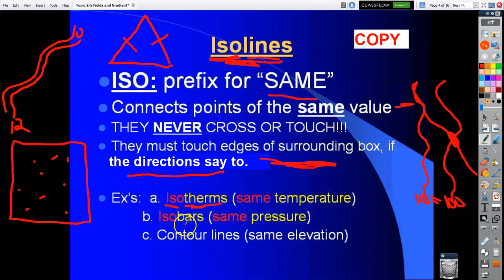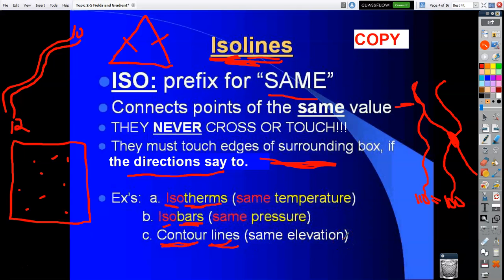Isotherms. Isobars, right? The instrument that measures air pressure, which a lot of you know, is called a barometer. So iso, meaning same, and bar are ways you measure pressure. So they're called isobars. And we'll draw an example of that here too. And then this one doesn't follow the iso pattern. So you've got isotherm, equal temp, isobars, equal pressure, and then they're called contour lines, which we're going to be spending a lot of time on these next few weeks. Contour lines connect equal elevation.